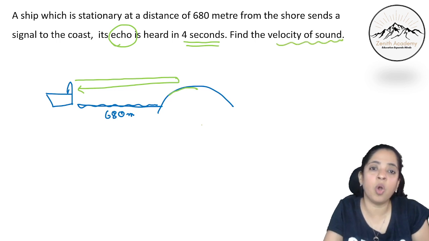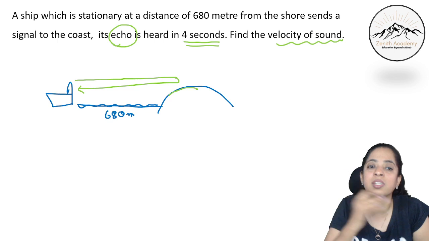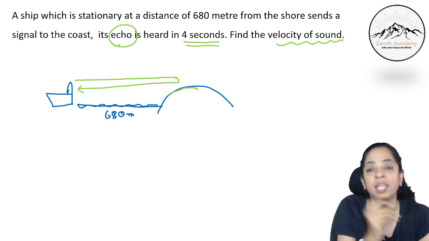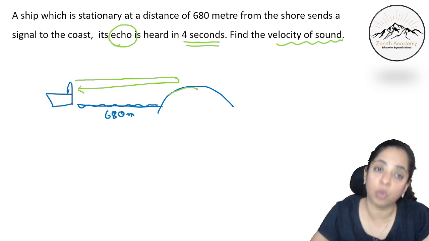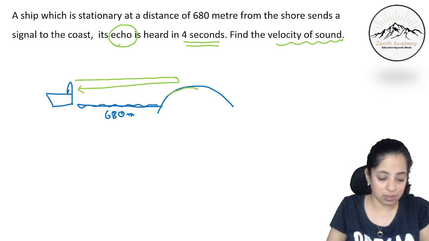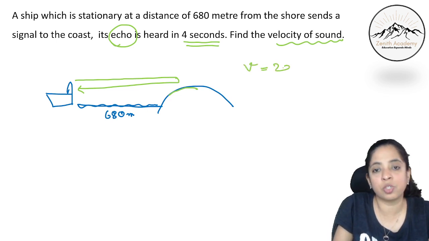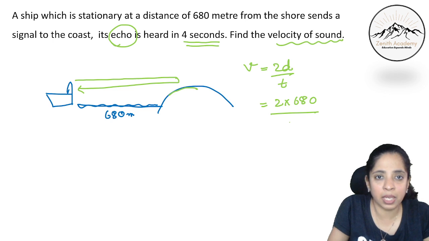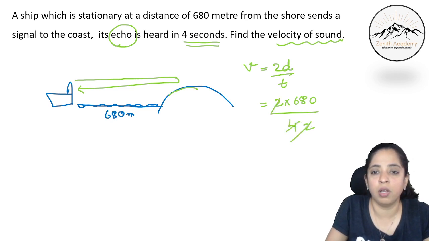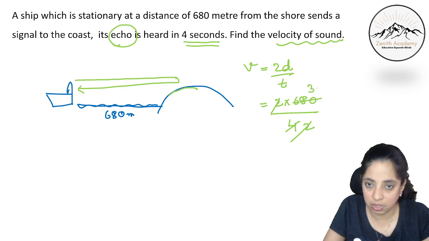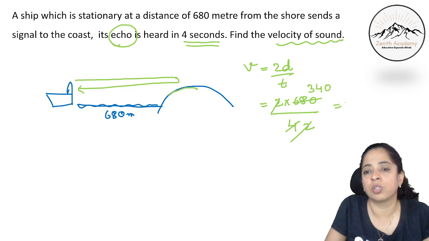Why I am giving you all different types of questions so that you understand कहाँ 2D लगना है, कहाँ नहीं लगना है. So it is very important to draw the diagram. Okay. So this was very easy. Echo question is there. So velocity is 2D by time. So 2 into 680 upon time is 4 seconds. So 2 1s are 2, 2 2s are 4, then 2 3s are 6, 2 4s are 8 and 0. So the answer is 340 meter per second.